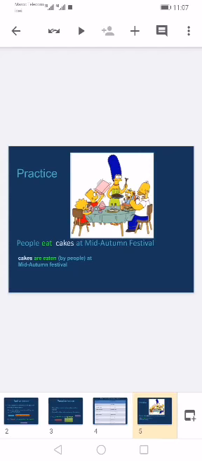In this sentence we have people eat cakes, so it's the simple present, and when we have simple present it is is or are plus past participle. The object is cakes, so we are going to start with it. So cakes are eaten by people. Why are and not is? Because we have cakes, plural. So cakes are eaten by people at Mid-Autumn Festival.